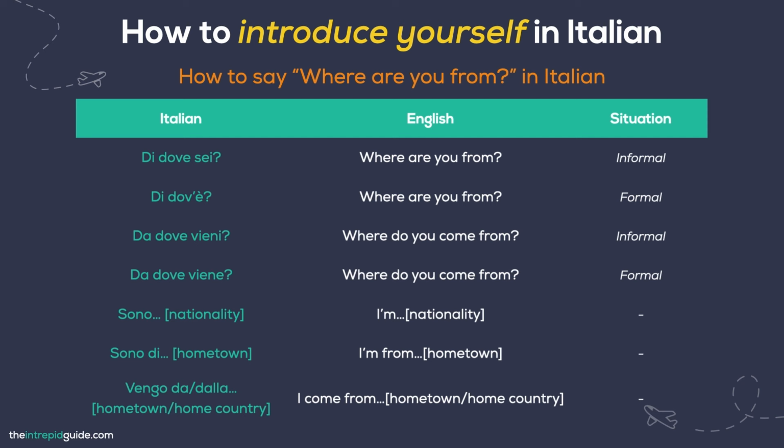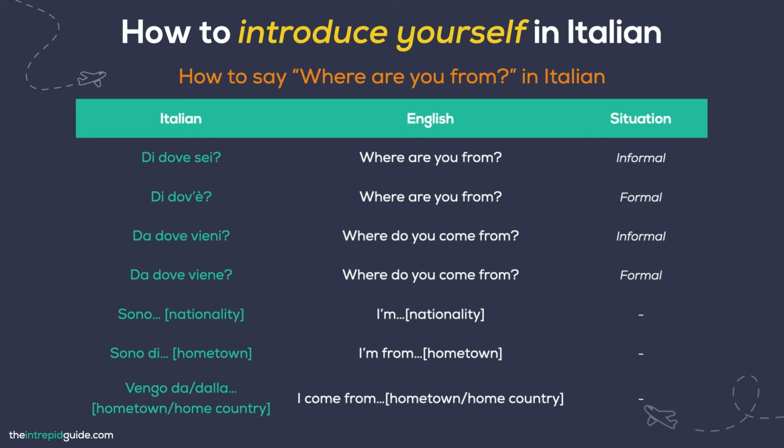Di dov'è? Where are you from? Formal. Da dove vieni? Where do you come from? Informal. Da dove viene? Where do you come from? Formal. To reply, you can say, Sono. I'm, followed by your nationality.